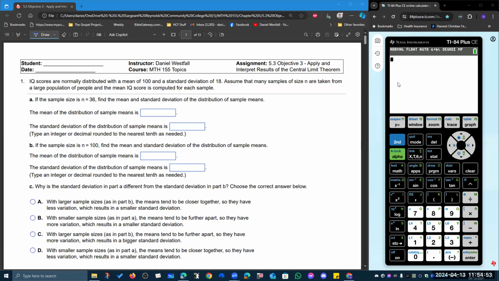So the mean of the distribution of sample means remains unchanged. It's the same as the population mean of 100, and the standard deviation is going to be the population standard deviation divided by the square root of n. So that's going to be 18 divided by 6, which is 3, and we're going to make this 3.0 as they told us to round to the nearest tenth.